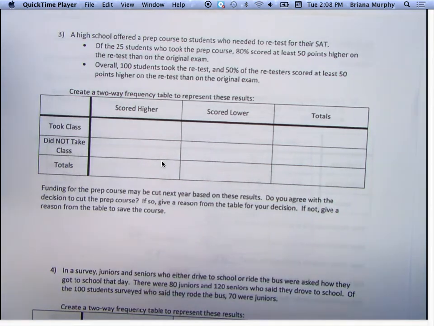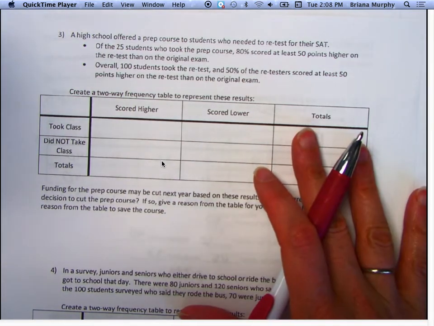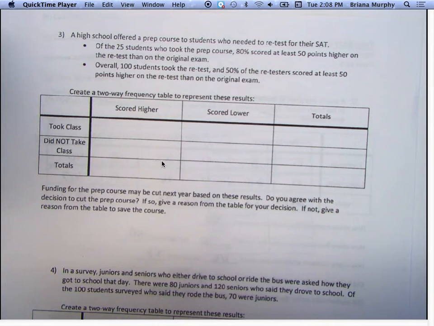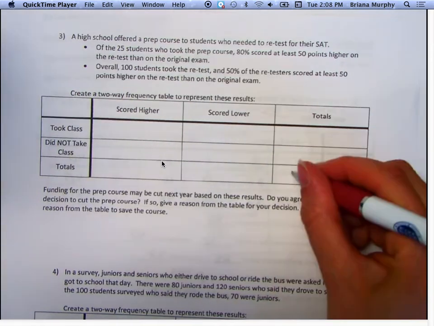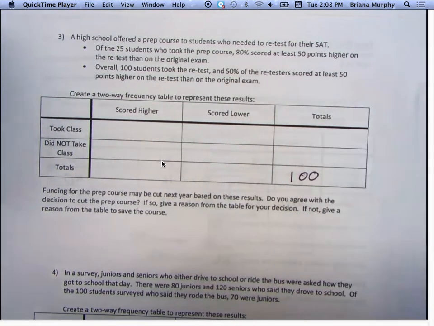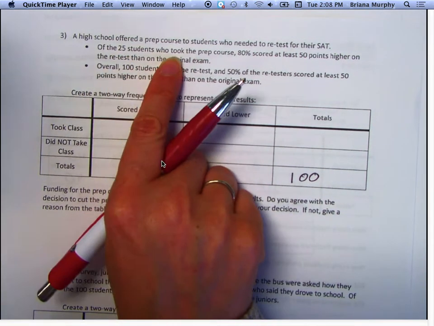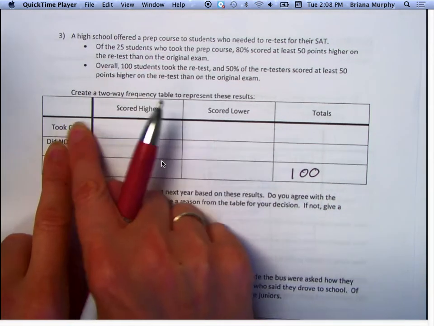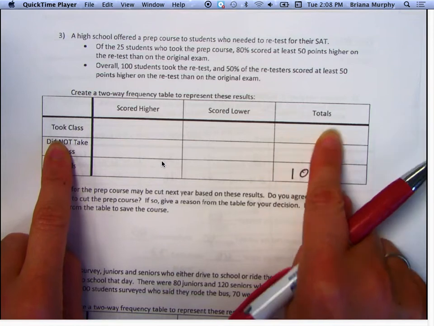Okay, so we've got to fill this out. How many people were surveyed total? 100. So far, so good? Okay. Of the 25 students who took the prep course, so I'm going to say took the class, what am I going to put under the total? How many students?